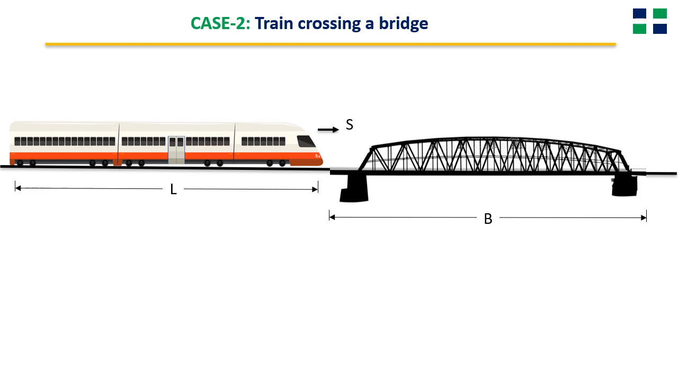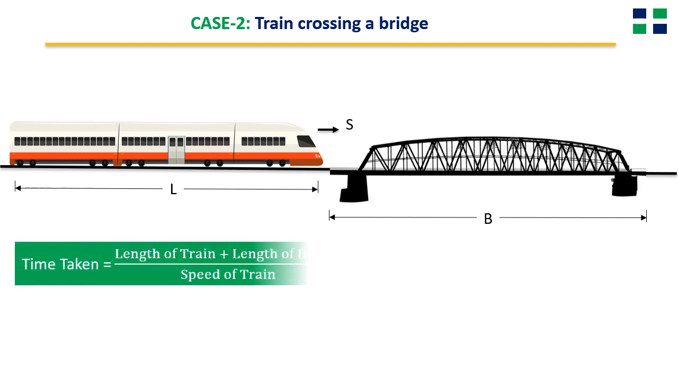Let us understand case number 2. Train crossing a bridge. Now the person doesn't have any length or a negligible length, but a bridge, when we talk about, it has a substantial length. So obviously the time taken by the train to cross a bridge will be definitely more than the time taken by the train to cross a person standing. Now how much time will it take? Here the time taken is equal to length of the train plus length of the bridge divided by speed of the train.